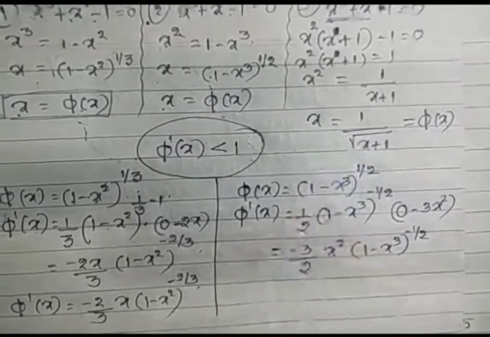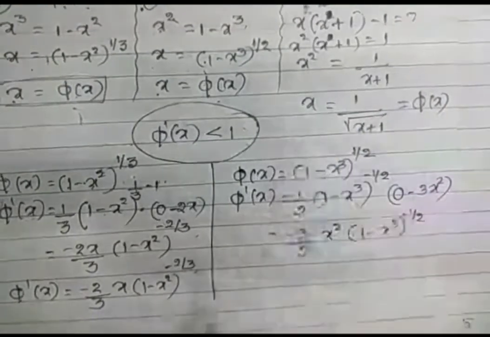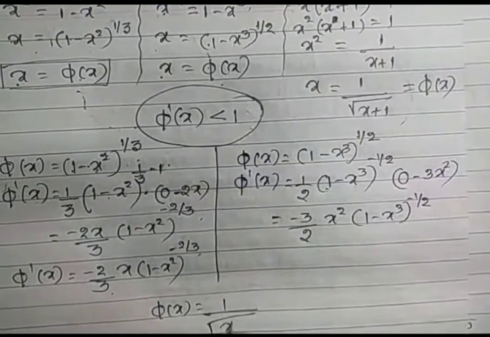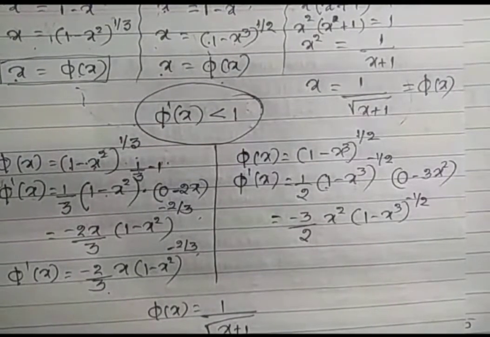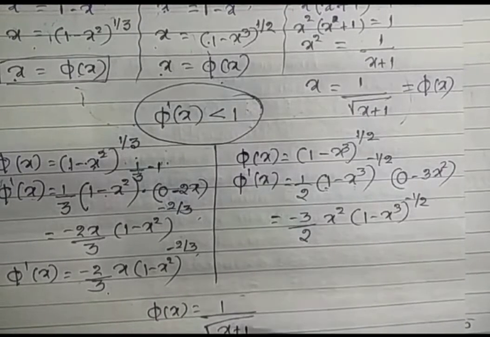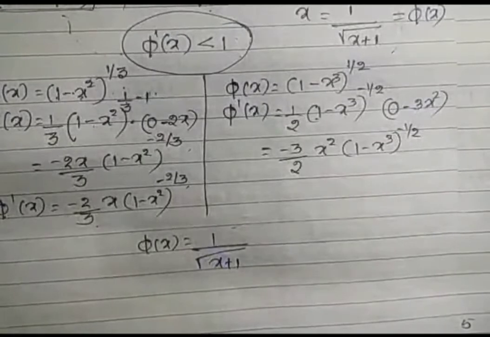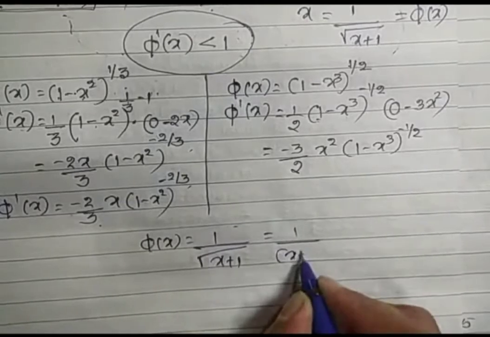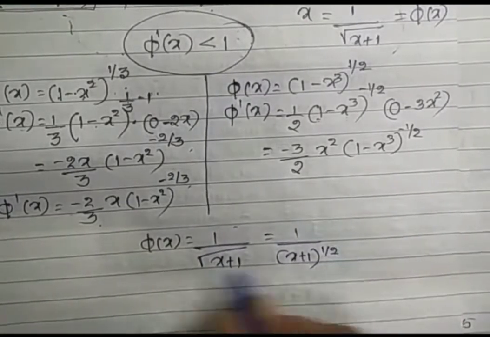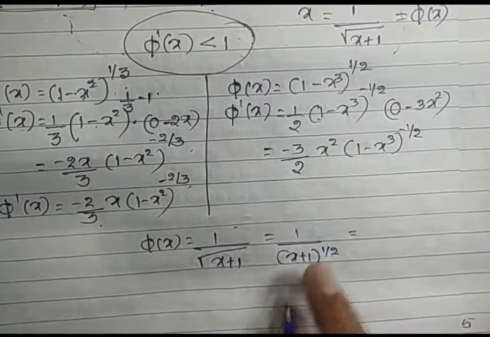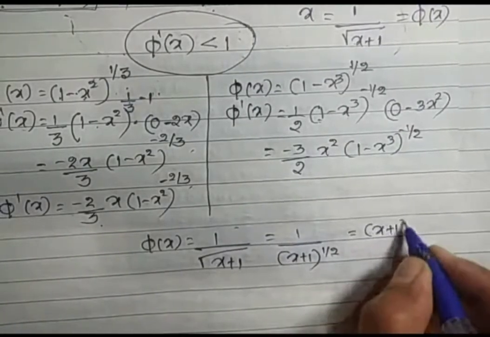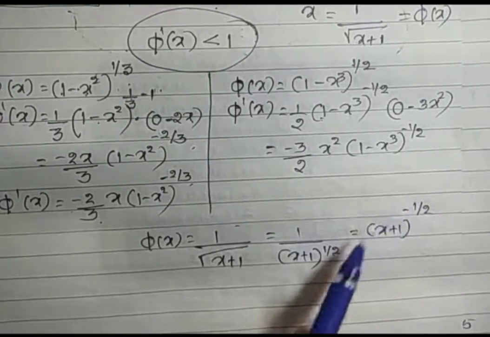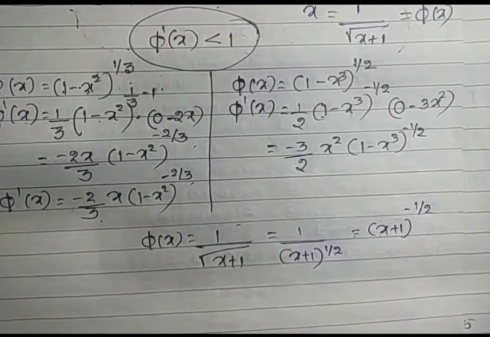Then consider the third one. Third case phi of x is 1 divided by root of x plus 1. If you don't know the derivative of 1 divided by root x, then you can write this as 1 divided by x plus 1 raised to 1 by 2, since root can be written as raised to 1 by 2. Again, taking it in the numerator, this will be x plus 1 raised to minus 1 by 2. When we take it in the numerator, the sign changes.